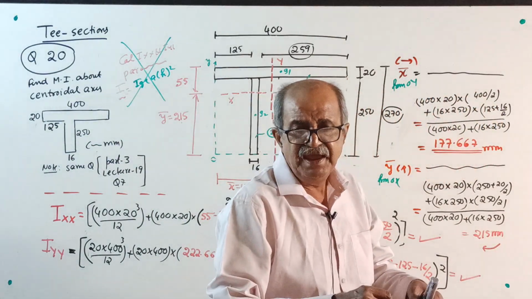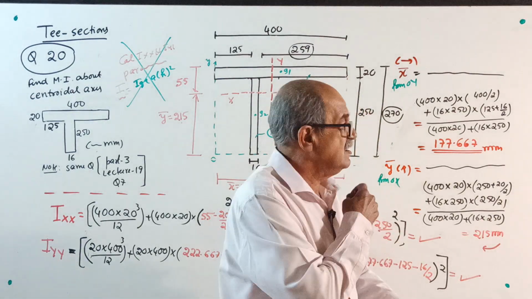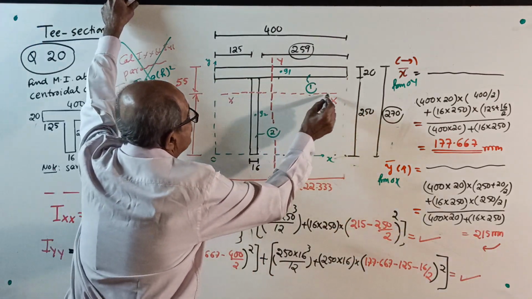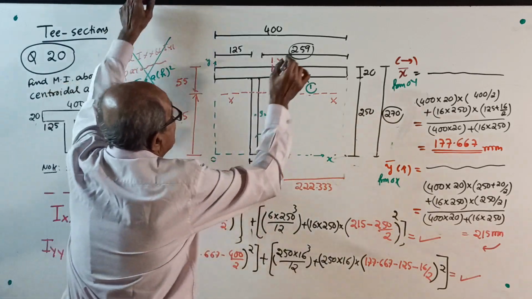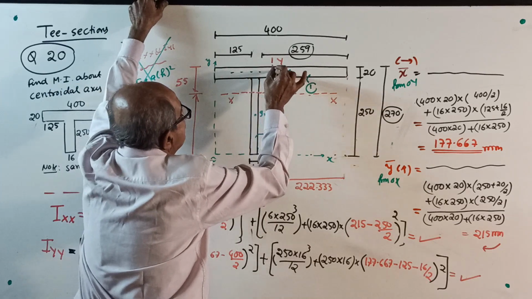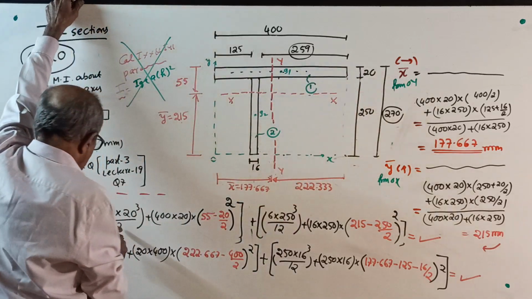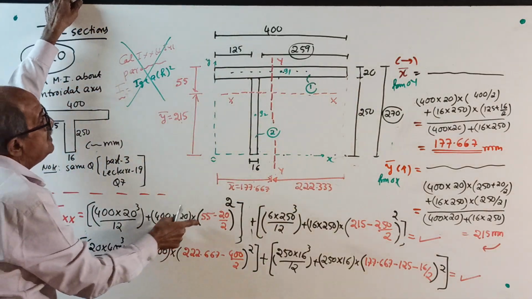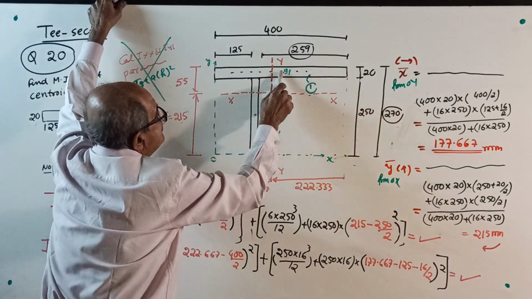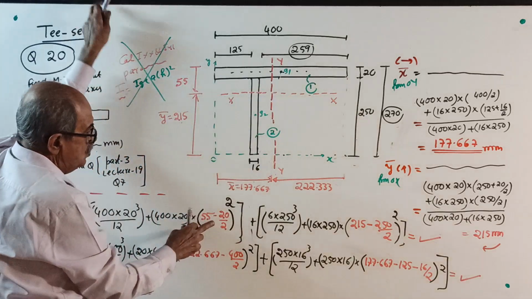There is a problem with the ink actually, it is not writing properly. Okay, I will change it later. Okay, start now. First, I about x-axis. See here. Start. Figure number 1. Come to its own centroidal axis, parallel to x-axis. 400 into 20 cube by 12 plus area into the distance from centroid to x-axis, this distance square is 55 minus 20 by 2 whole square.